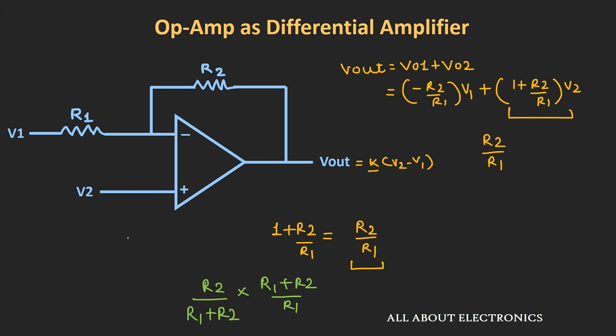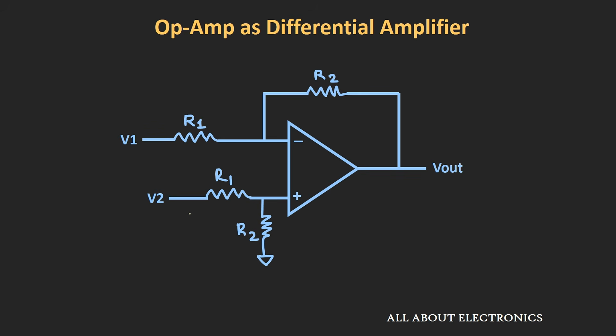To get this term, instead of applying the voltage source V2 directly, we can apply it by using a voltage divider. Let us see how we can achieve the term R2 divided by R1. Here, we have applied the voltage source V2 using this voltage divider circuit. Now if you see at this point, let us say the voltage is V plus.